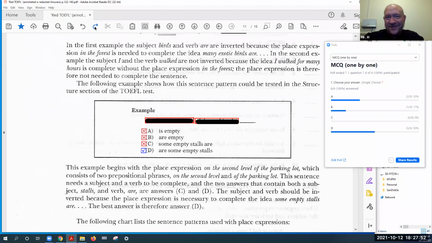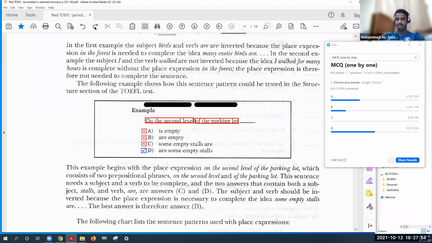Because there is a single place word. Not single, but I think necessary expression, phrase, or object of a preposition. Okay, I got you. I have got the idea. I have another question.